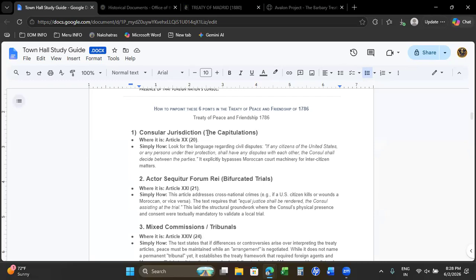Number two, it says actor sequitur forum rei, or bifurcated trials. Where is this? In Article 21 of the Treaty of Peace and Friendship. It says simply how. This article addresses cross-national crimes. Example, if a U.S. citizen kills or wounds a Moor, a Moroccan, or vice versa, the text requires that, quote, equal justice shall be rendered, the consul assisting at the trial.